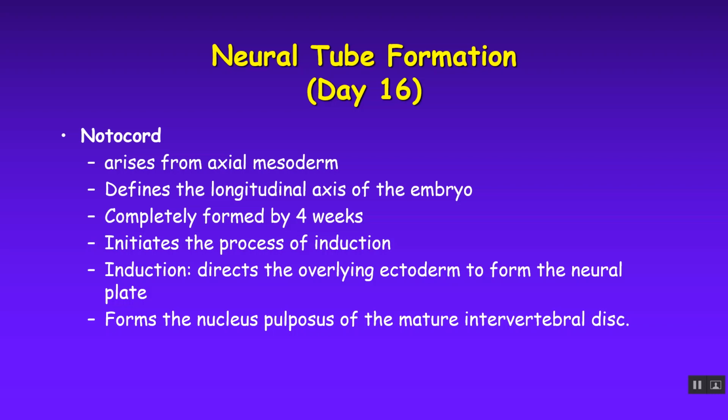There's a longitudinal column of cells in the mesoderm that start to change into this thing called the notochord. And it defines the longitudinal axis of the embryo. By 4 weeks, it's completely formed. So 1 month in, you've got the notochord formed. It initiates the process of induction.